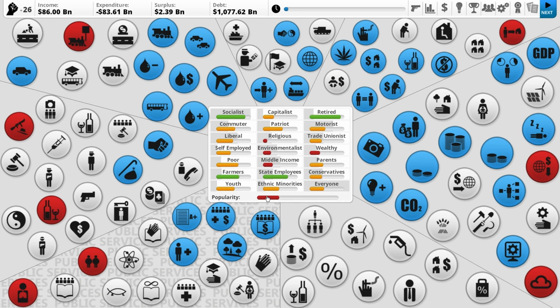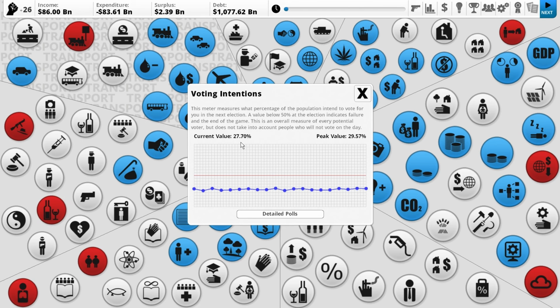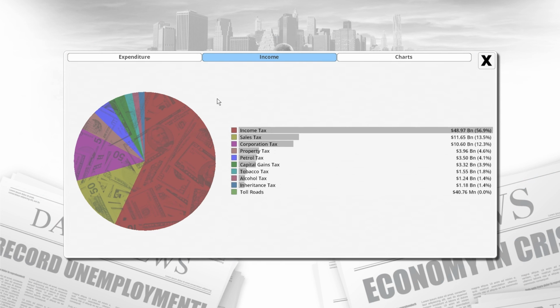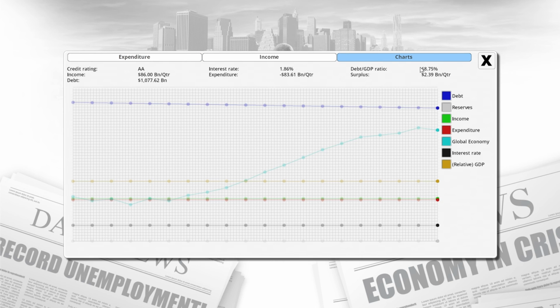Now, popularity. I click on this and we can see current value for voters. So as of right now, if there was an election, I would not win. So close that. Let's see. We go on income. You can click on this and you can see where your income is coming from. This is where our income's coming from. Expenditures. This is where we're spending our money. And charts. This is just an overall debt, global economy, relative GDP, interest rates down here. So there's lots to look at.